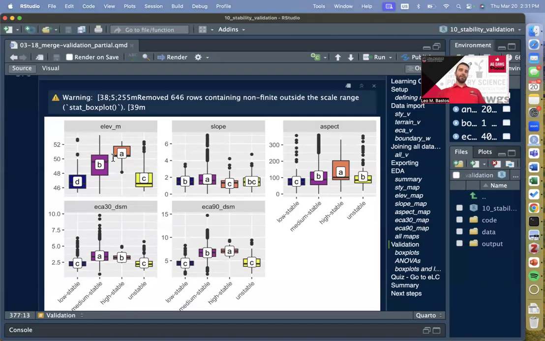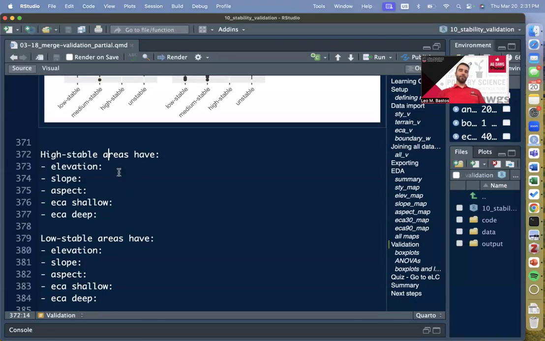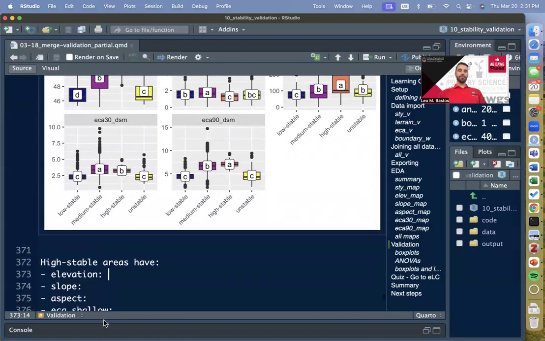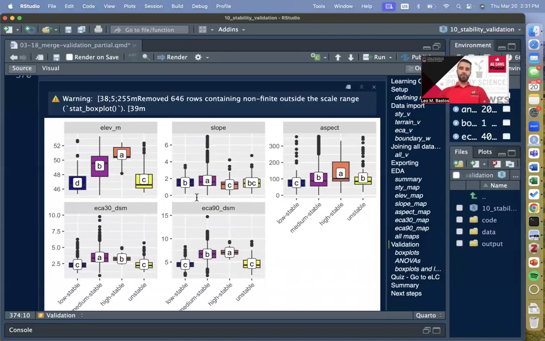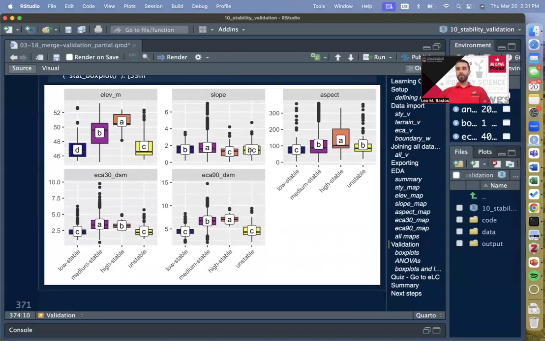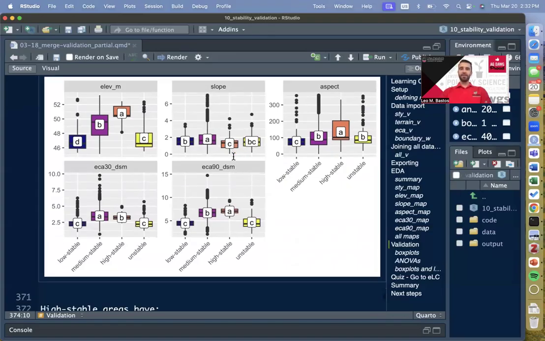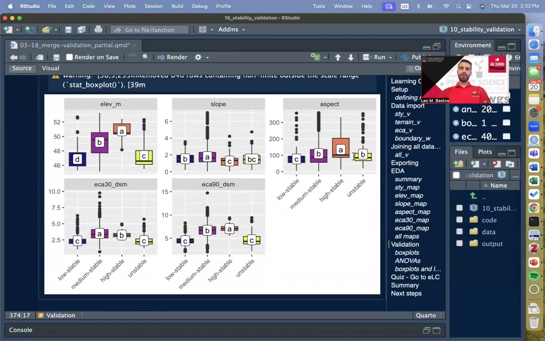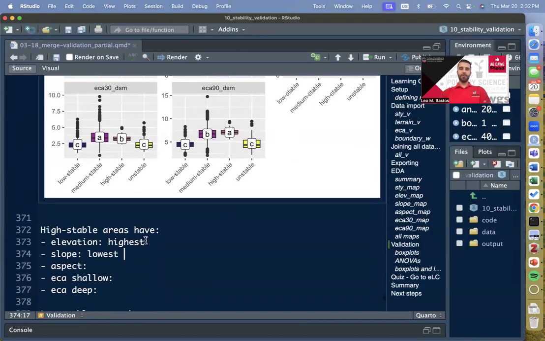So if we do that for the high stable first, we would go on the elevation plot. It has the highest elevation, right? So high stable areas have elevation highest. And then we can do that for slope. So slope is one of the lowest, right? The lowest here would be anything that has a C. So high stable has a C, so lowest slope. When it comes to aspect, it has the highest aspect by itself, not sharing that with anyone. So highest aspect.